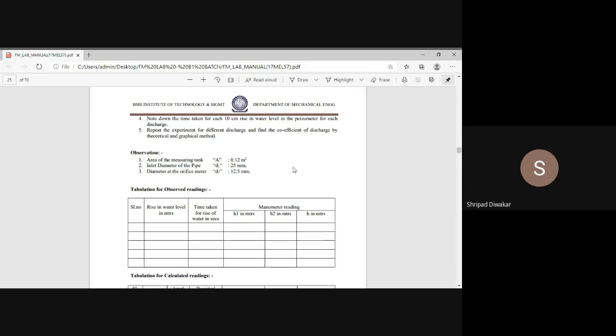Can you repeat the aim once? Aim: determination of coefficient of discharge of the fluid flow using orifice meter. Have you finished this one? Aim. Okay.